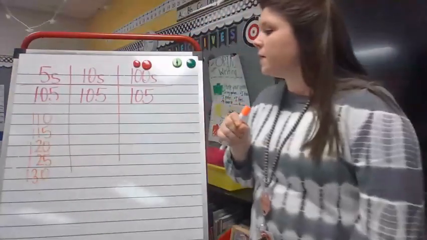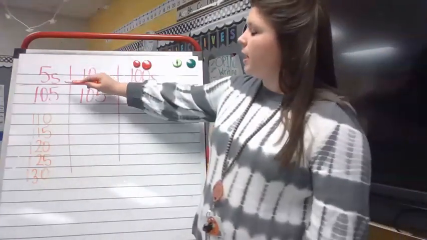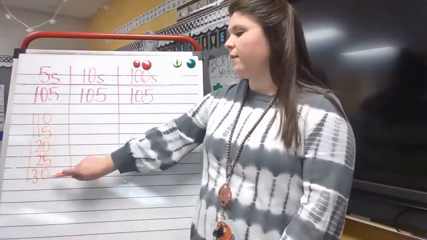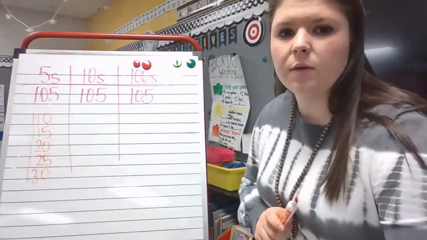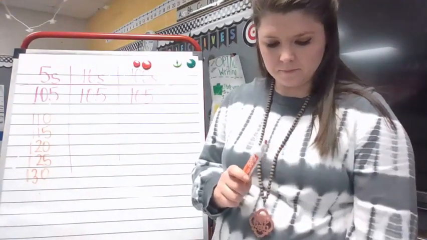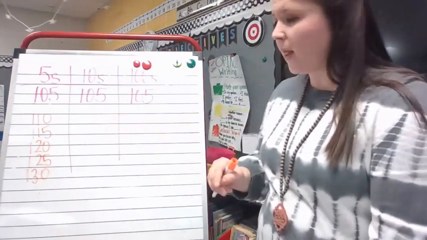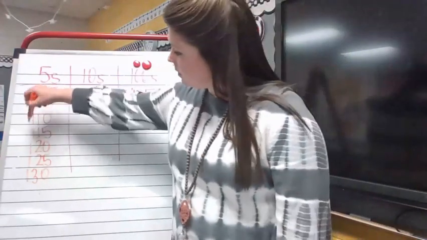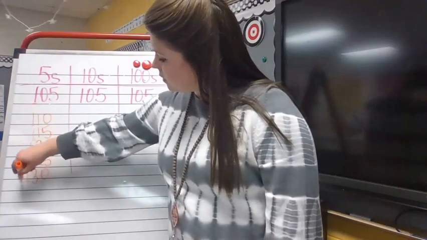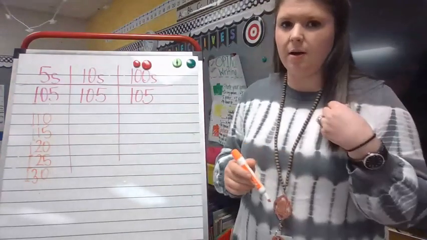Now, we could keep going on, right, all the way to 1,000, but I want us to stop here, and I want us to notice the pattern. What pattern do you notice with the digits in 105, 110, 115, 120, 125, and 130? Do our hundreds place change here? Does our hundreds digit change? Well, not yet. We haven't gotten enough tens to change it, huh?